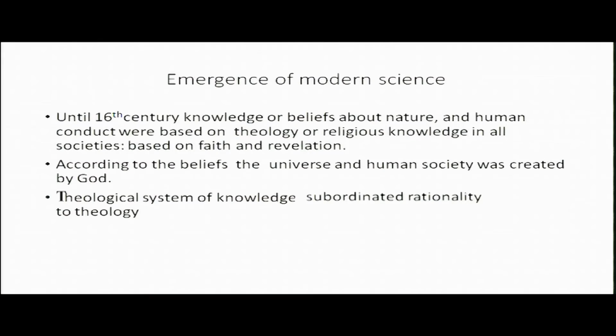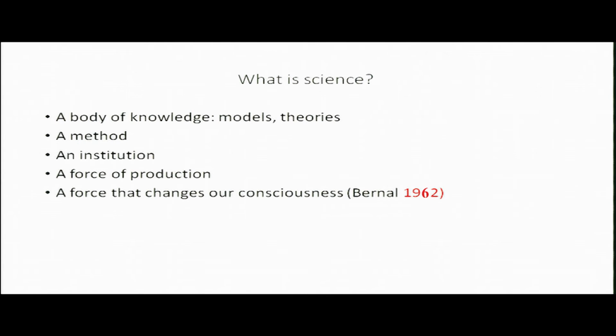The emergence of modern science. Until the 16th century, knowledge or beliefs about nature and human conduct were based on theology, which I mentioned earlier, or religious knowledge in all societies, and theological knowledge is based on faith and revelation. According to the beliefs, the universe and human society is created by God, and in the theological system of knowledge, rationality is subordinated to theology. Then what is science?